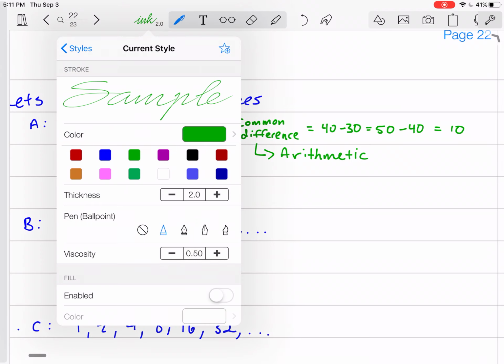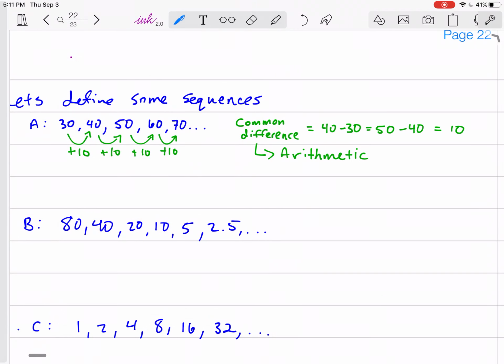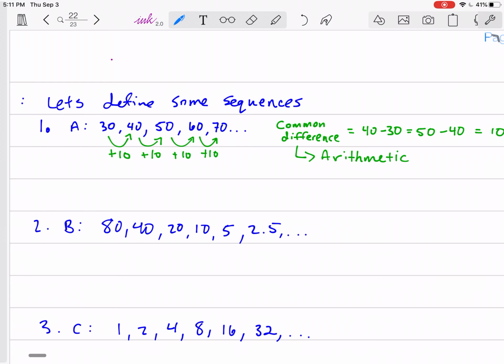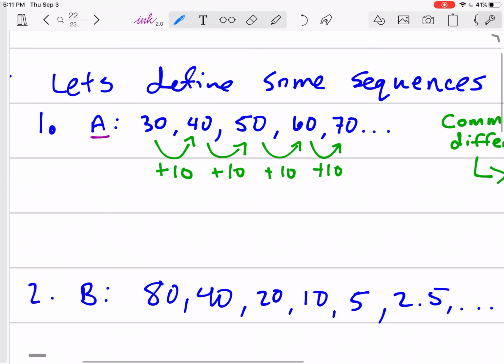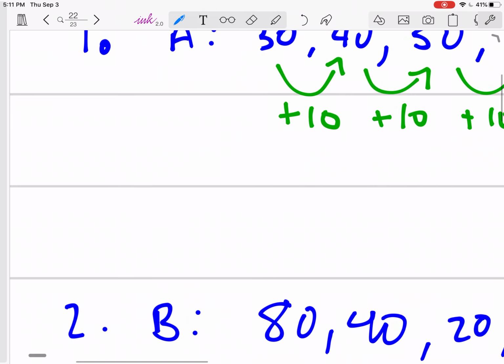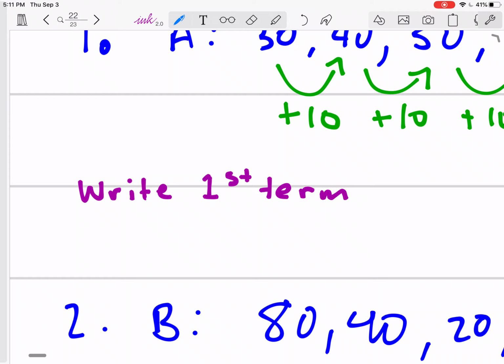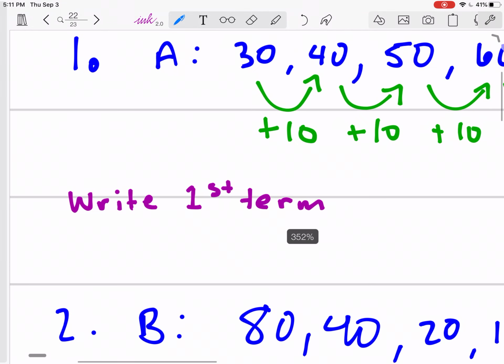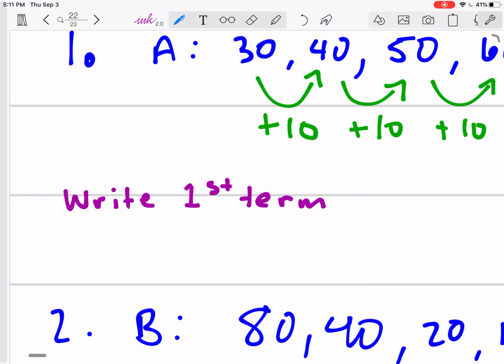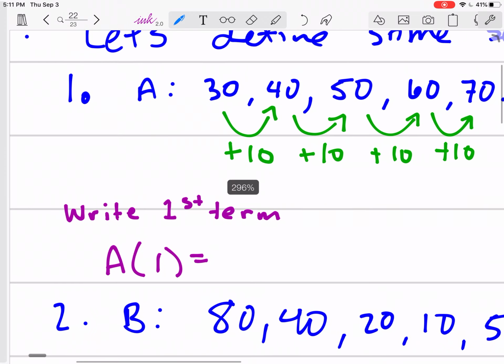Big thing now is that we want to start to define rules for our sequences. Our rules involve some equations. As I mentioned, this sequence is named A. First thing we should always do is write the first term. In order to use a recursive definition that's going to tell us how to get to the next term, we have to know what to start with. So in order to write the first term, we'll say A, when the input is 1, is equal to whatever the first term is. If we look at it, it's 30.